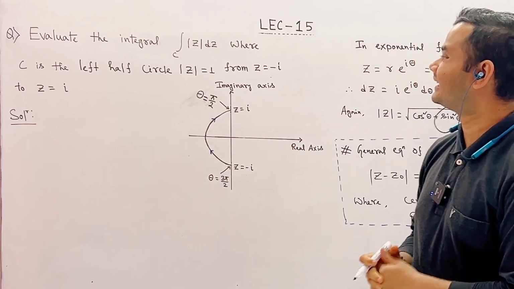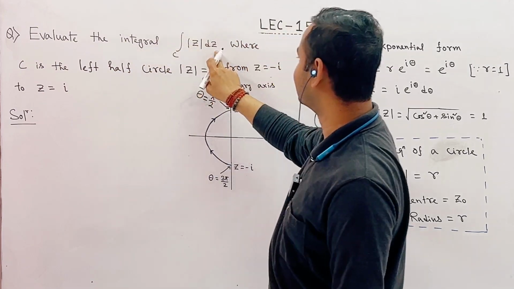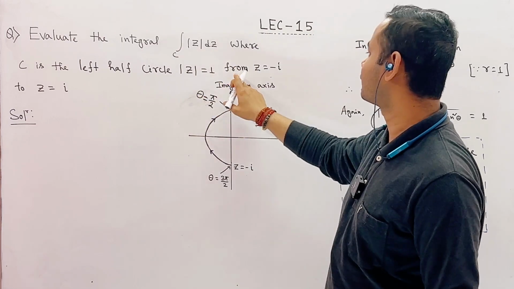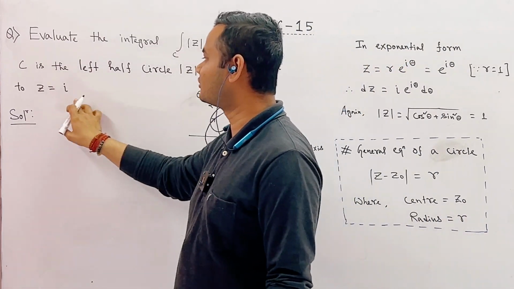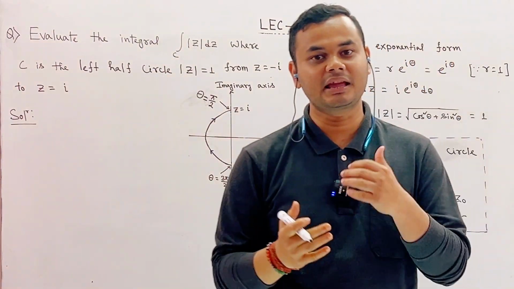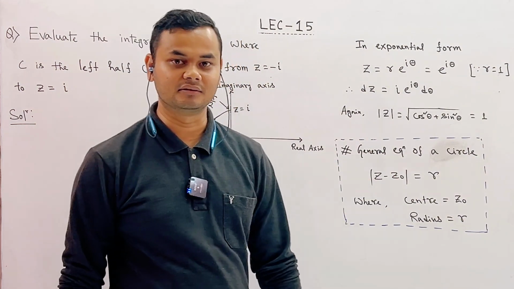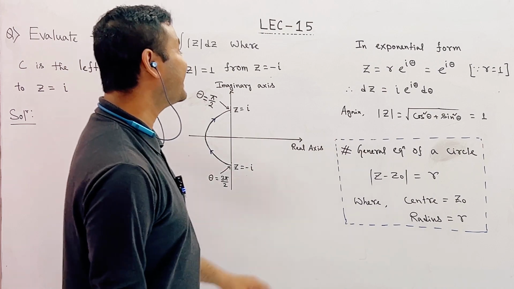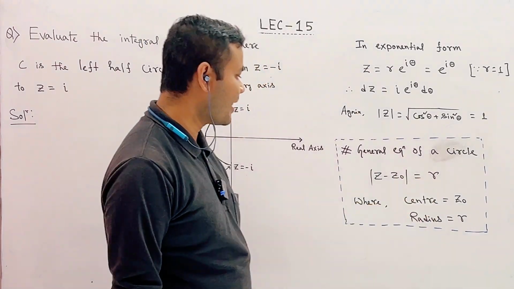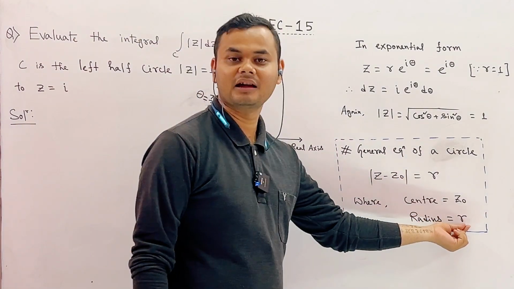Next, let us solve the third problem, and according to this problem, we have to evaluate this integral where c is the left half circle modulus of z equal to 1 from z equal to minus iota to z equal to plus iota. Students, before solving this problem, I want to mention a very important concept, and that concept is general equation of a circle. Students, the general equation of a circle is given by modulus of z minus z naught equal to r, where center of the circle is given by z naught and radius of the circle is r.